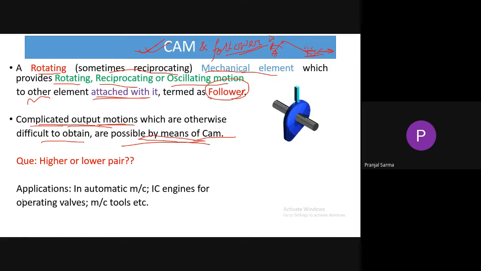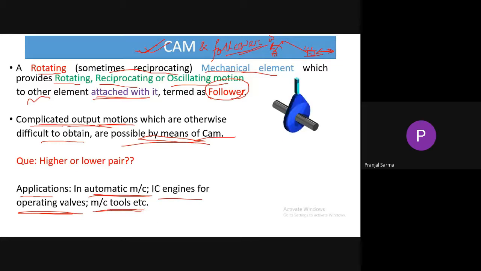Now, some applications that we can discuss: in different automatic machines, cam and follower is used. Depending on the different closing or opening, different actuations are performed by the proper design and proper placing of the particular cam and follower. Similarly, in IC engines, for operating the different opening and closing valves, they also use the cam and follower mechanism. In different machine tools also, we see the application of cam and follower.